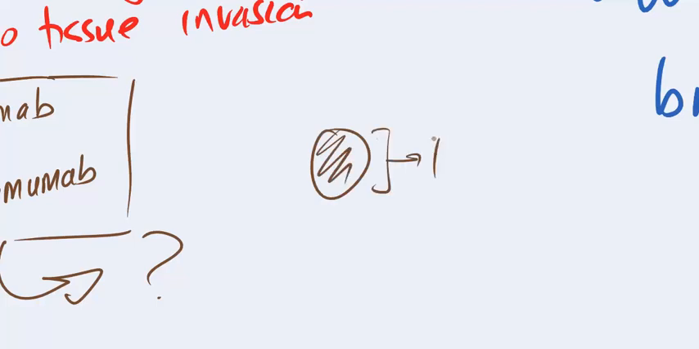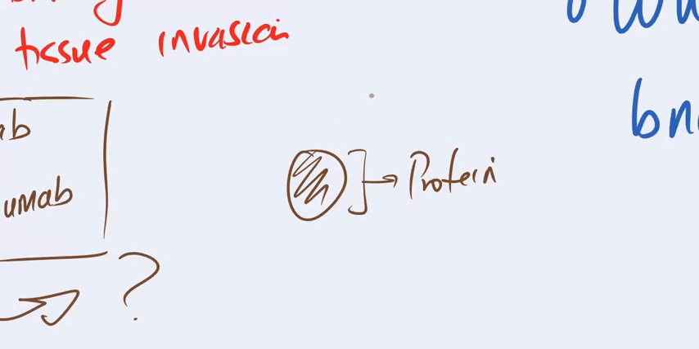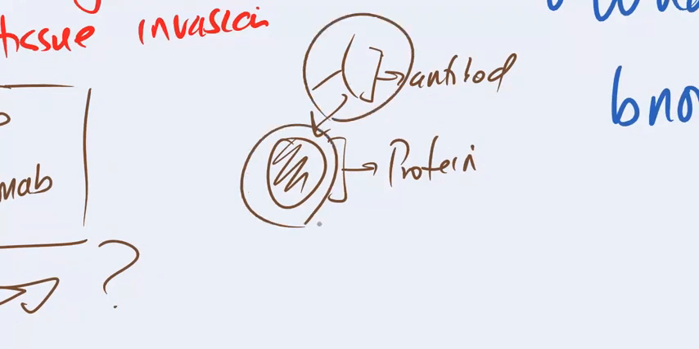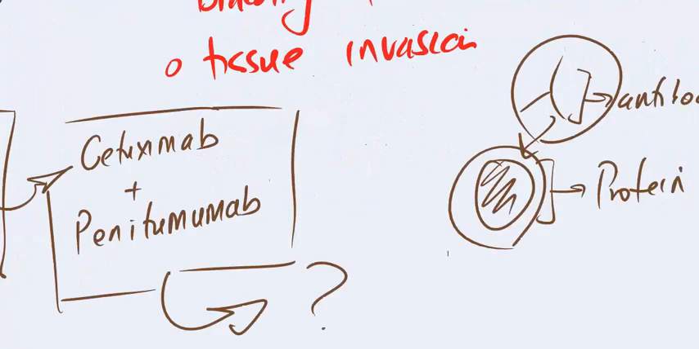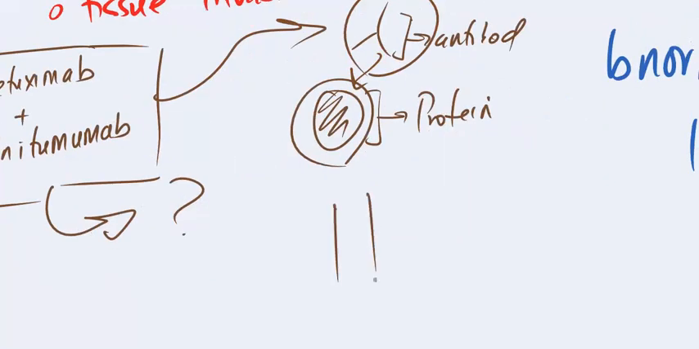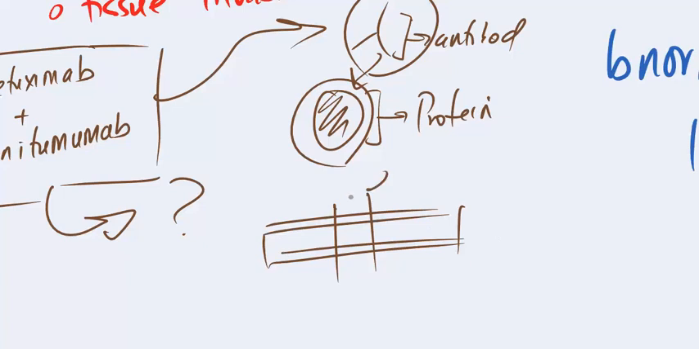So this is a protein, right? And your antibody binds to the protein. So it's specific to a certain protein. So these drugs here, they're functioning as an antibody. Was that the last question?